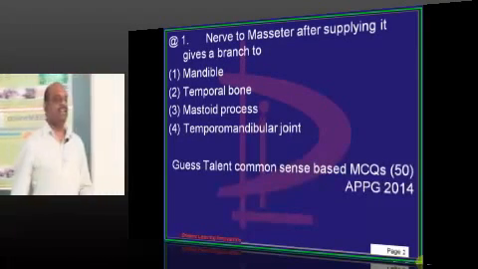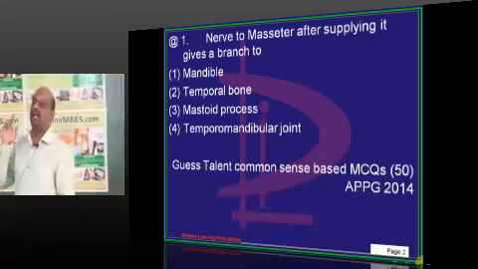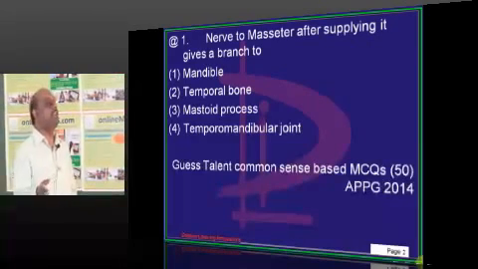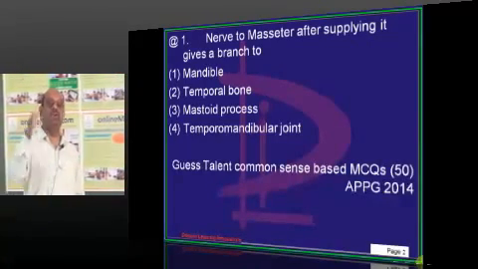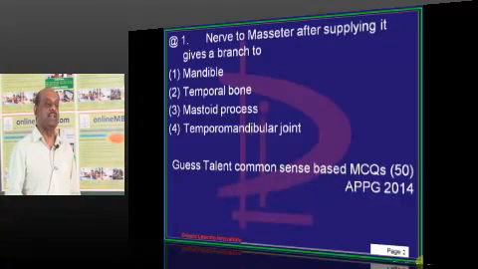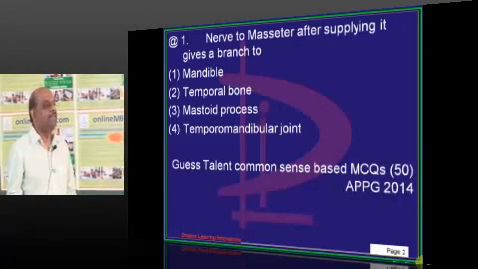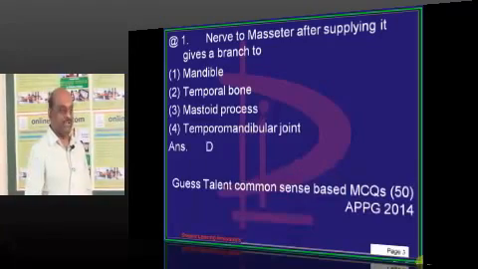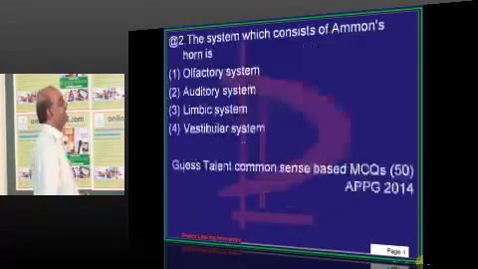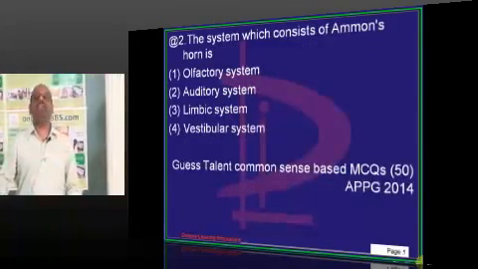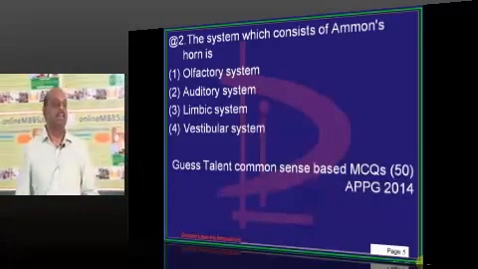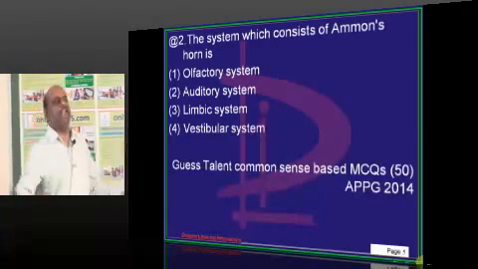Nerve to masseter. After supplying masseter, will it go to heaven? Will it go to eat biryani in Hyderabad house? Where will it go to? Who will know? Temporomandibular joint. Ammon's horn. Limbic system. Limbic system is the highest topic in physiology.